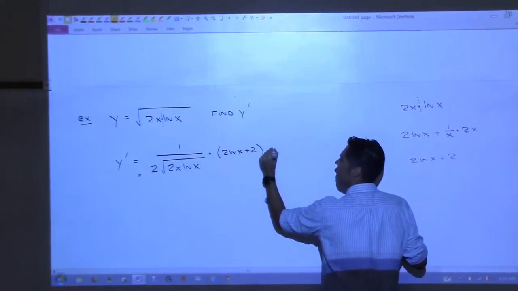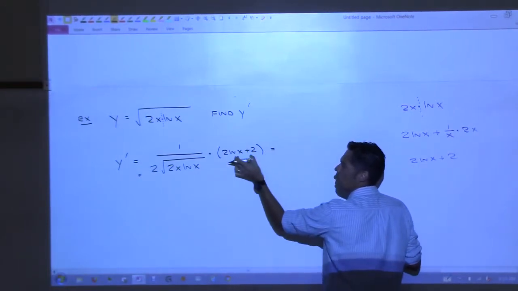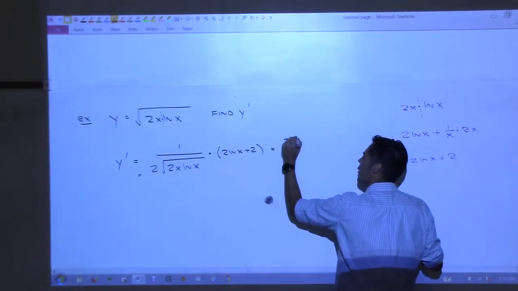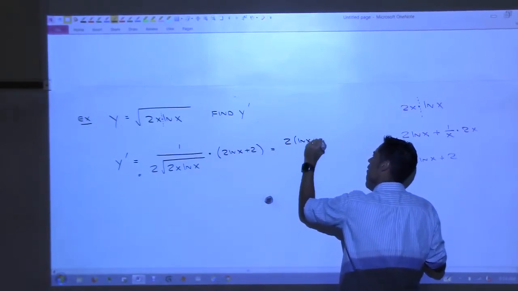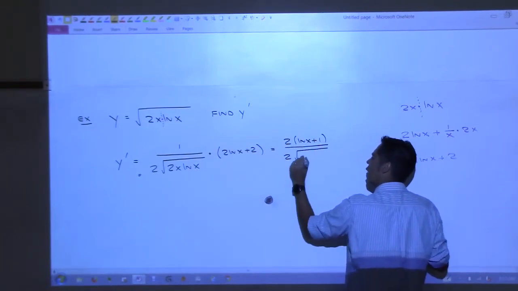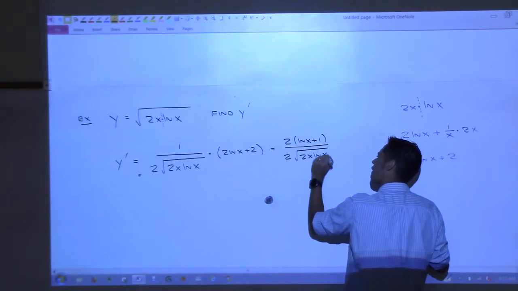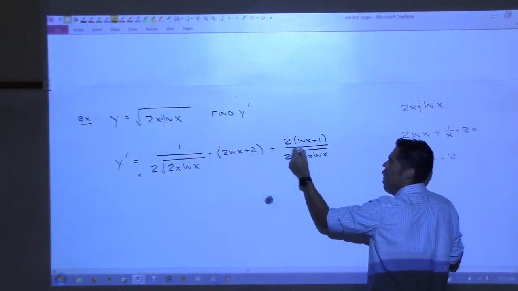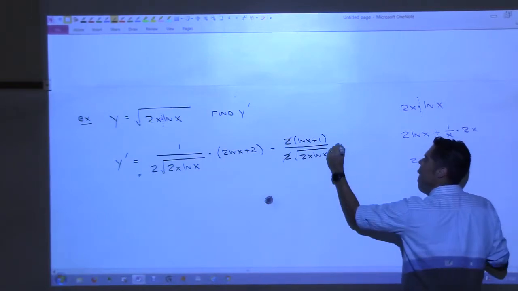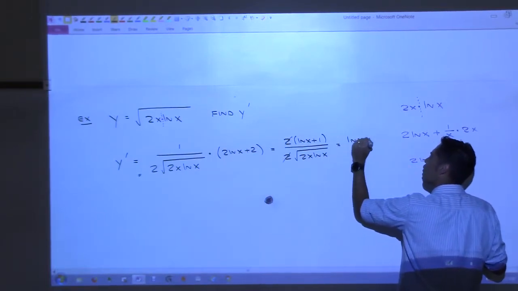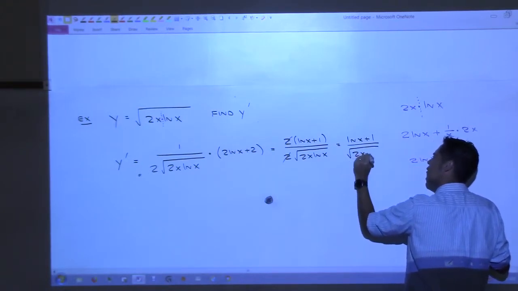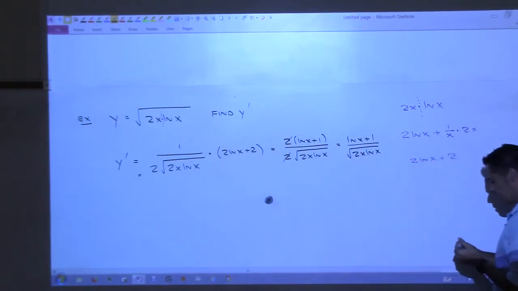I could even go a little further if I wanted to. I could move this up top, right? And I also noticed that in the numerator, they both had 2's, didn't they? And I had a 2 on the bottom. So couldn't I factor out a 2 up here and then cancel these? So maybe like natural log x plus 1 over root 2x natural log x. That would be a cleaned up version.